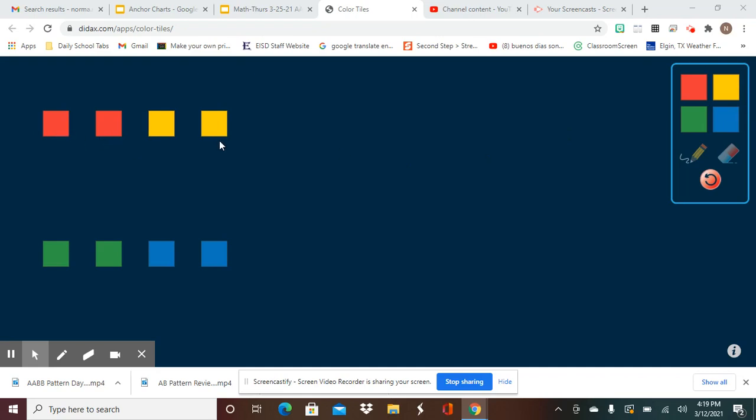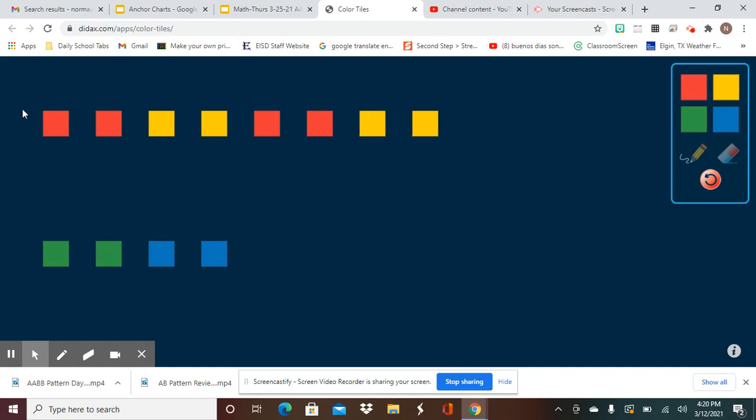Red, red, yellow, yellow. What's next? Red. And it'll be how many reds? 1 or 2? 2 reds, because our rule tells us you need 2 reds. Red, red, yellow, yellow, red, red. What's next? This gives us a clue. It's yellow, yellow. Good job.